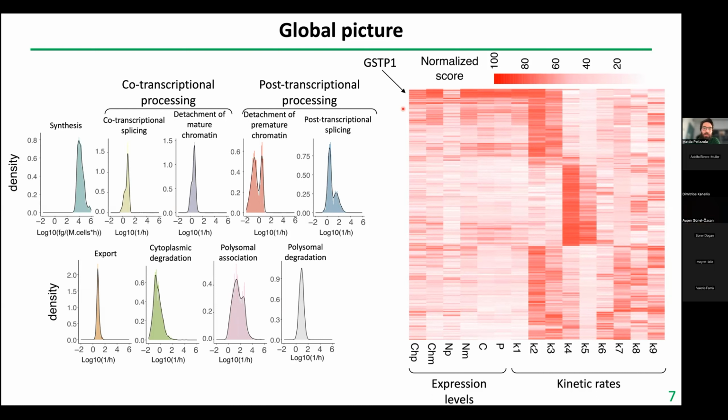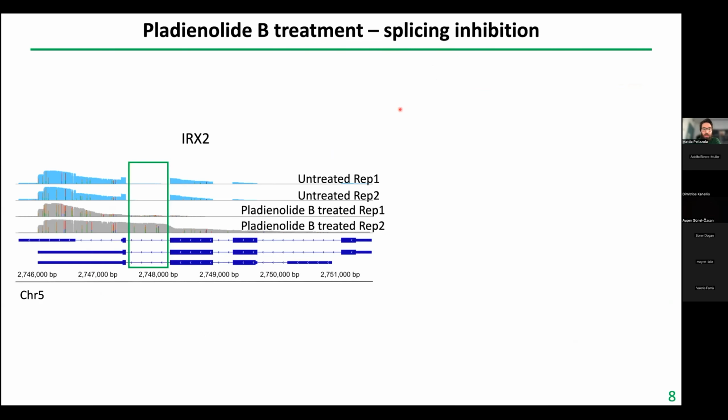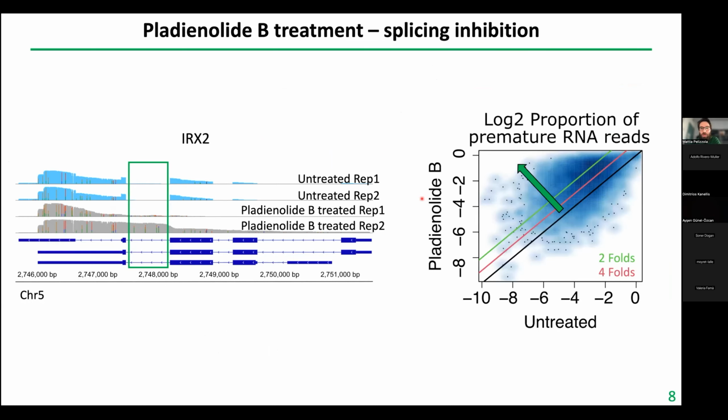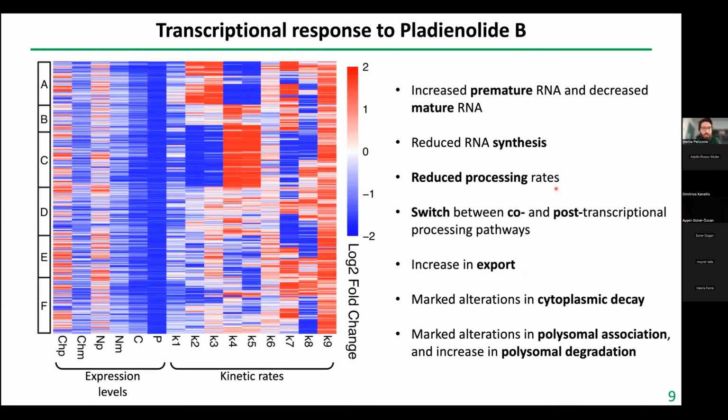But to go further into our study, we decided to investigate the response of this cell line to a set of perturbations which affect key steps of gene expression. So we started with a drug called Pladienolide B, which is a splicing inhibitor. And as you can see from these genome browser tracks, compared to the untreated cells, after the Pladienolide B treatment, we have a strong increase in intronic signal. And this is true, of course, genome-wide. Here, I reported the proportion of premature reads for untreated and Pladienolide-treated cells. And you can appreciate here the shift of the distribution, which means, of course, that the amount of premature reads is increasing. Okay. The question is, how are the cells responding to this perturbation?